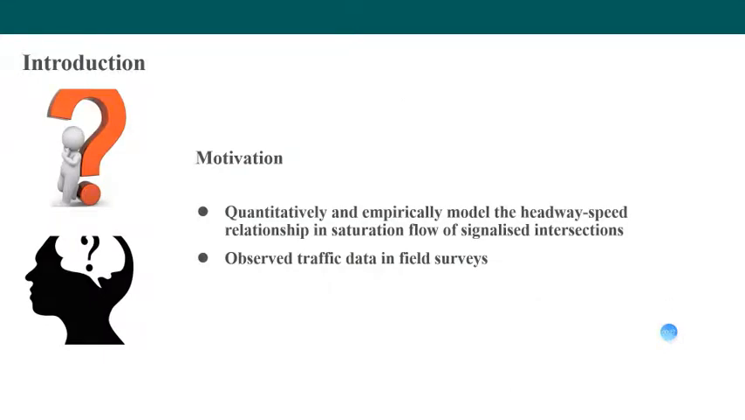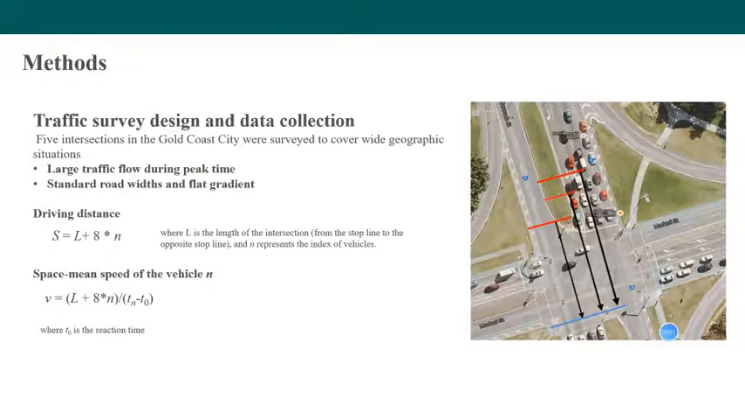So this background motivated us to quantitatively and empirically model the headway-speed relationship in saturated flow of signalized intersections. This is aimed at optimal signal setting in intersections. We conducted this study based on observed traffic data from a field survey. For the traffic survey, we conducted experiments at 5 intersections in the Gold Coast city, which covers a wide geographic range.